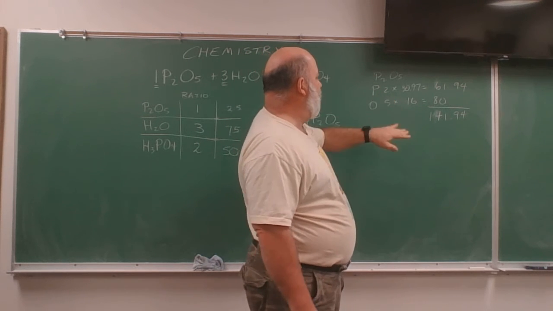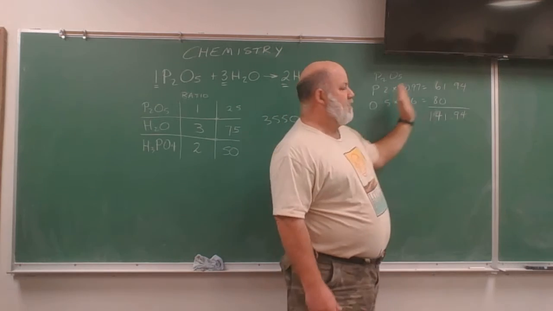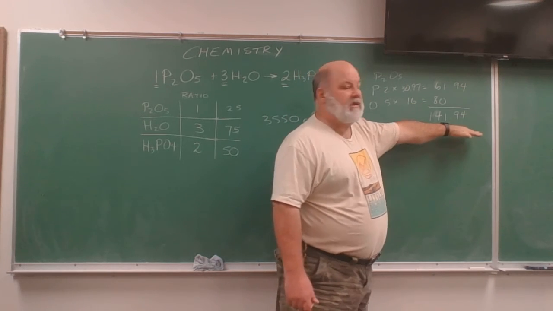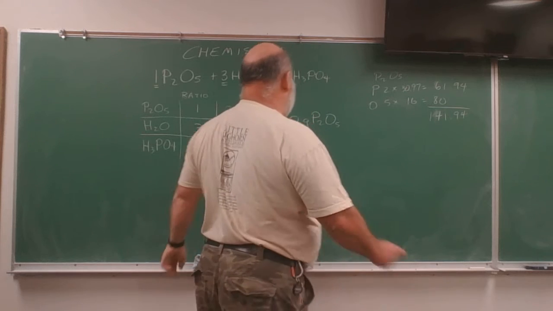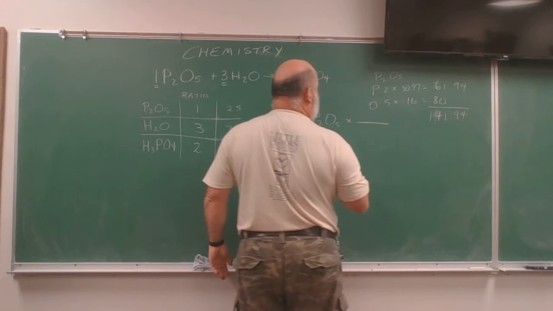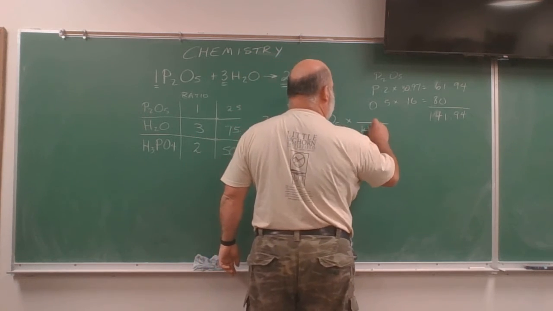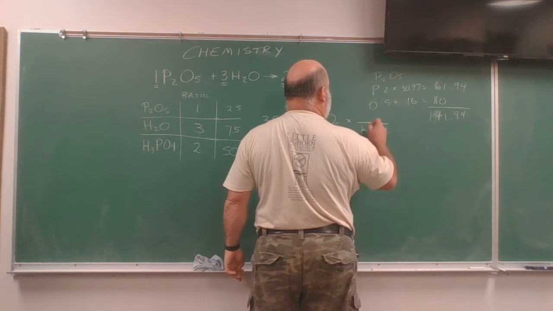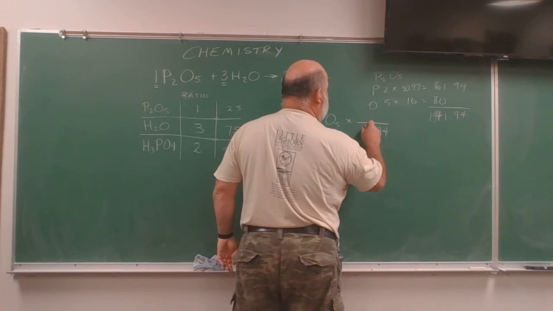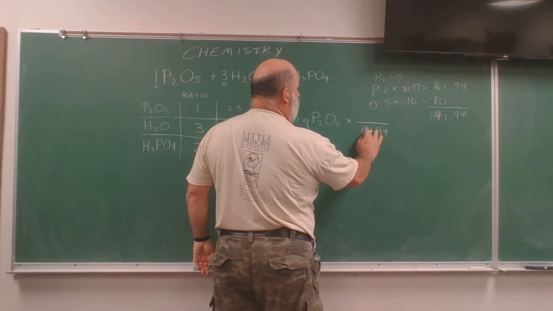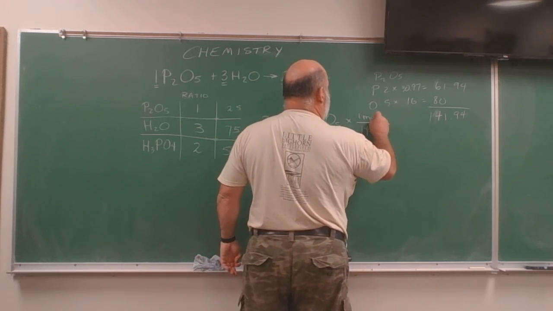P2O5. That means I've got 2 phosphoruses, 5 oxygens. I multiply them out and I add them together. 1 mole of this diphosphorus pentoxide weighs 141.94 grams. I think the book just goes to 1 decimal. They have 141.9. That's 1 mole.